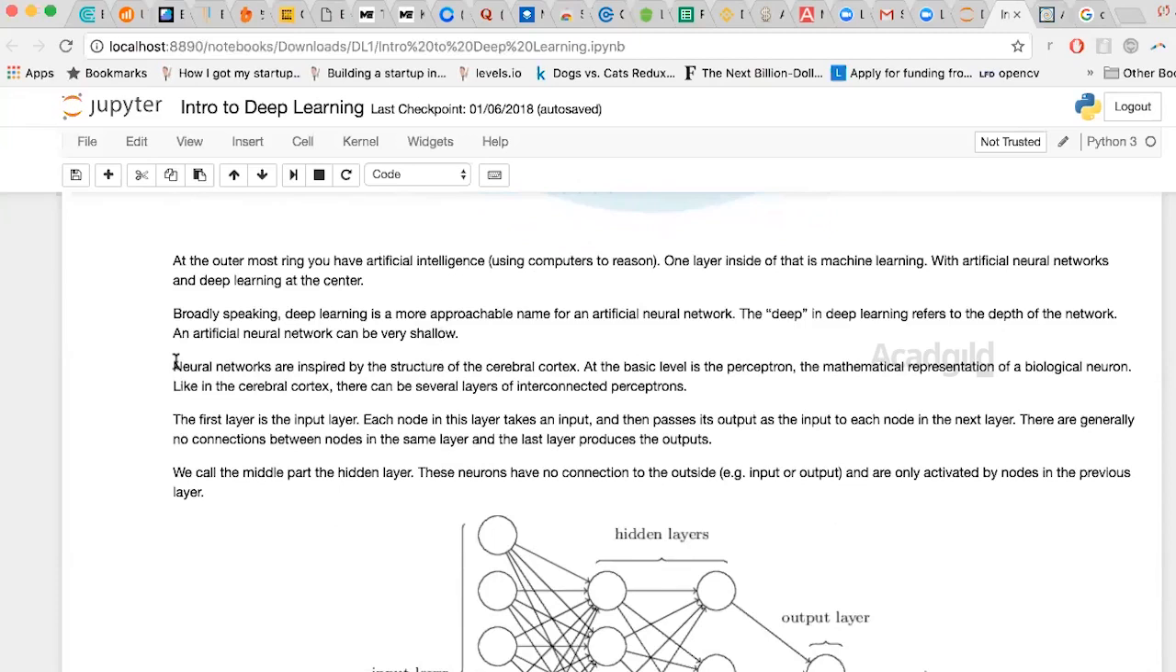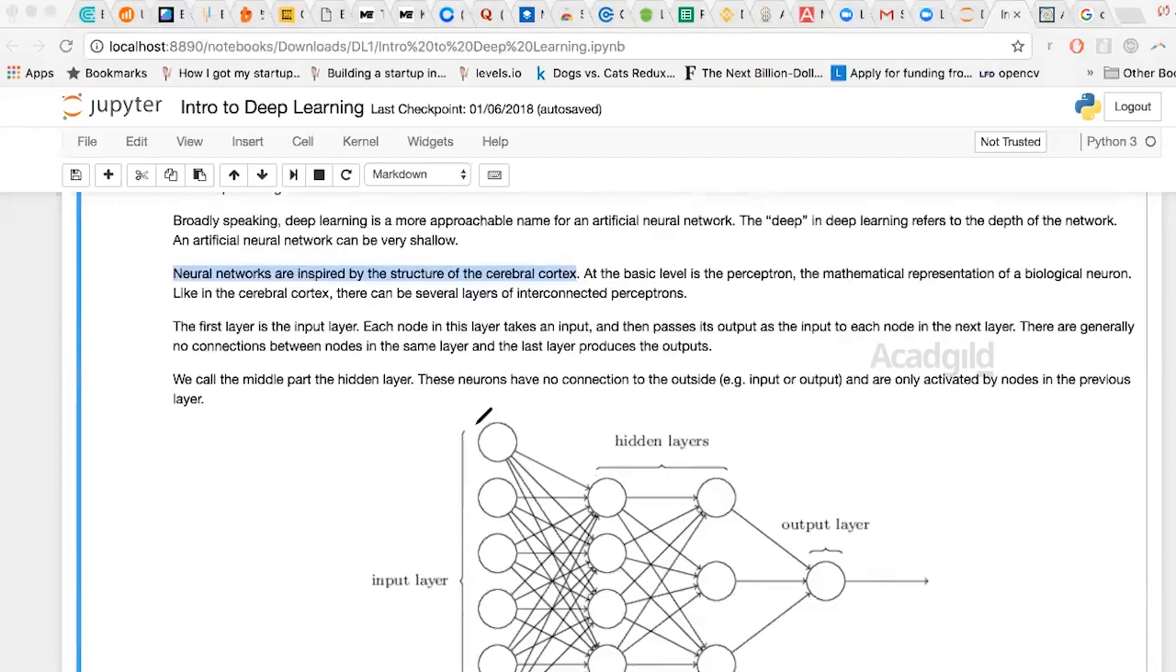Like he's saying here, neural networks are inspired by the structure of the cerebral cortex. And at the basic level is a perceptron. Now, what is a perceptron? A single neuron or a single-layered neuron is called a perceptron. Now, what is a layer? This is a simple neuron. And if I collect 4 or 5 neurons in one layer, that's called a perceptron. Some people also fondly call it a one-layered perceptron.